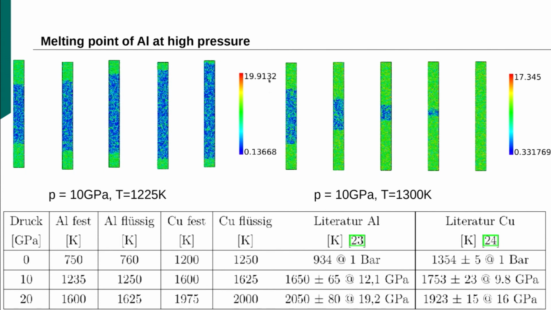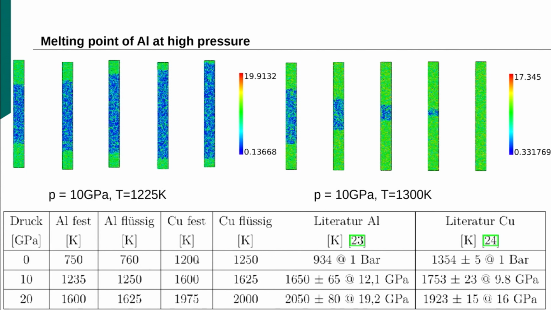I think that's one of the parameters you obtain from this analysis in OVITO. And so that's summarized here and compared to literature. Here at 0 gigapascal, melting point is a bit too low for this potential. Here 750, it's like 500 Celsius or so. It's more like 660 or so. So that's not very well met.